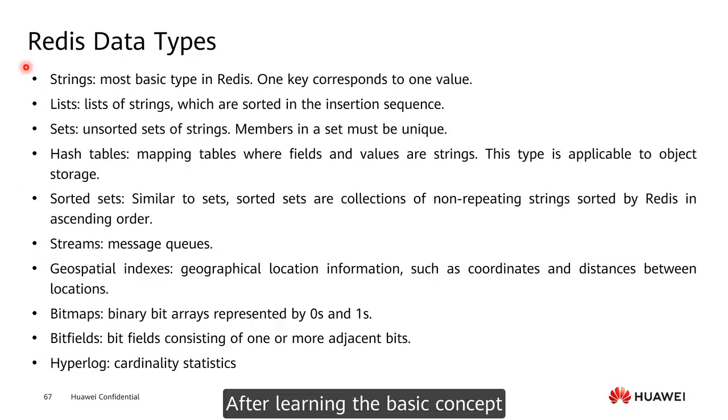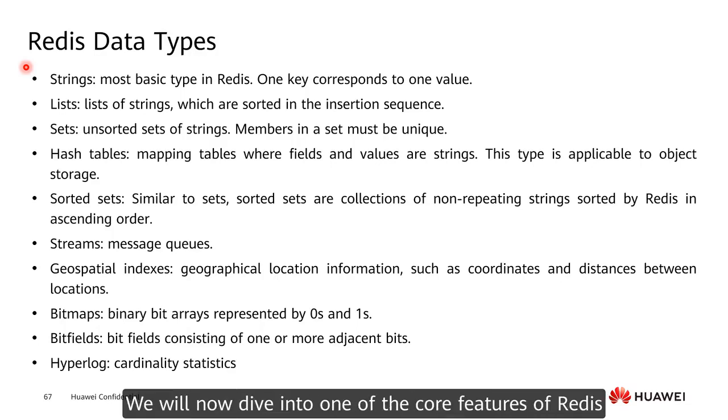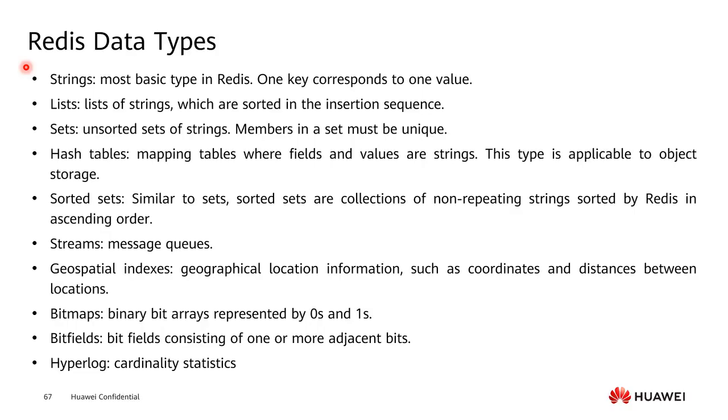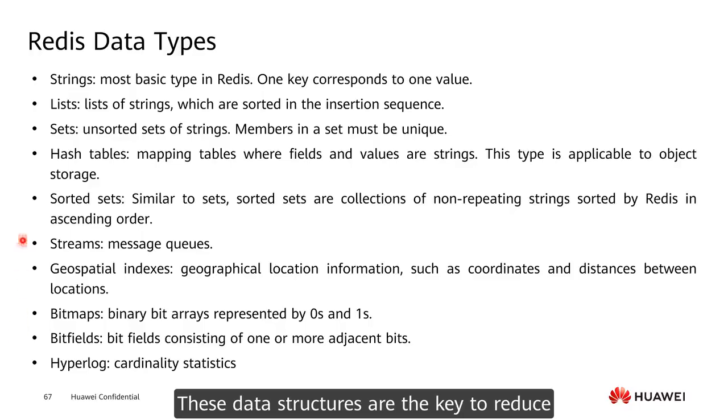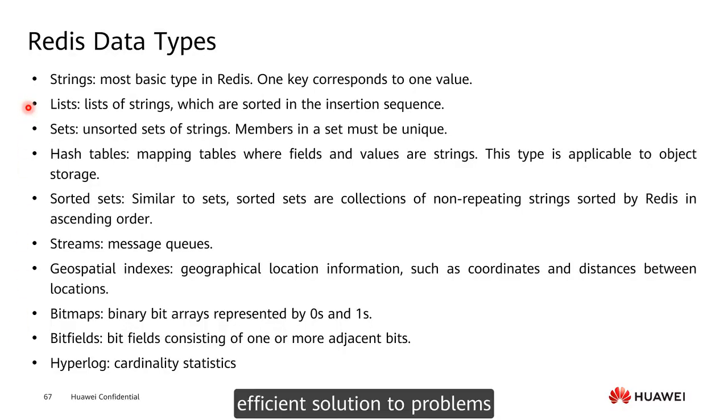After learning the basic concept of Redis as a high-performance, open-source memory data storage system, we will now dive into one of the core features of Redis, rich and diverse data structures. These data structures are the key to Redis' efficient solution to problems in multiple application scenarios. Next, we will discuss the characteristics and application scenarios of each data structure in detail.